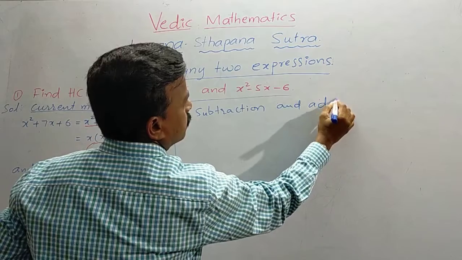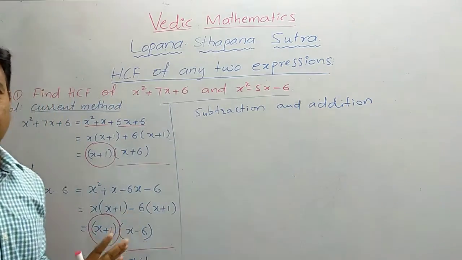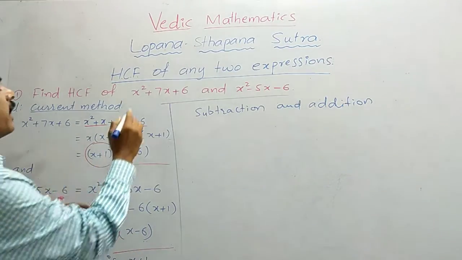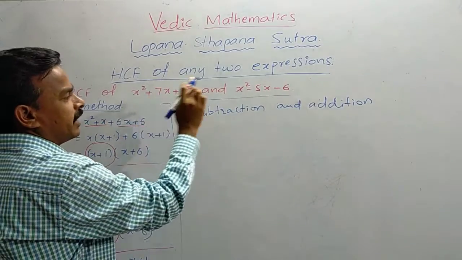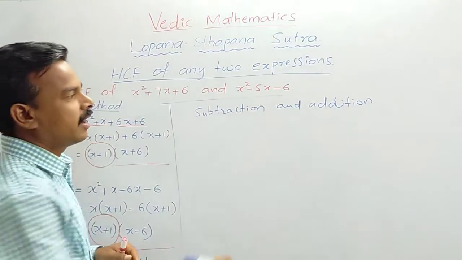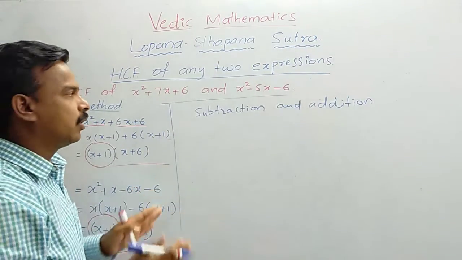Now we learn about this Lopana Stapana Sutra. What is the meaning of Lopana Stapana Sutra? The meaning is subtraction and addition. That means we have to subtract any one expression from another one, and then we have to add these two expressions. Both we have to do.